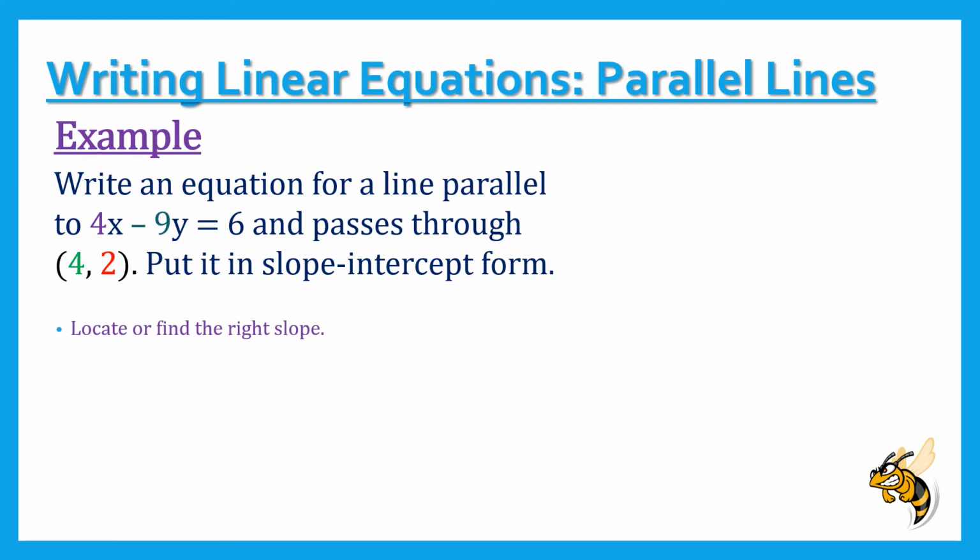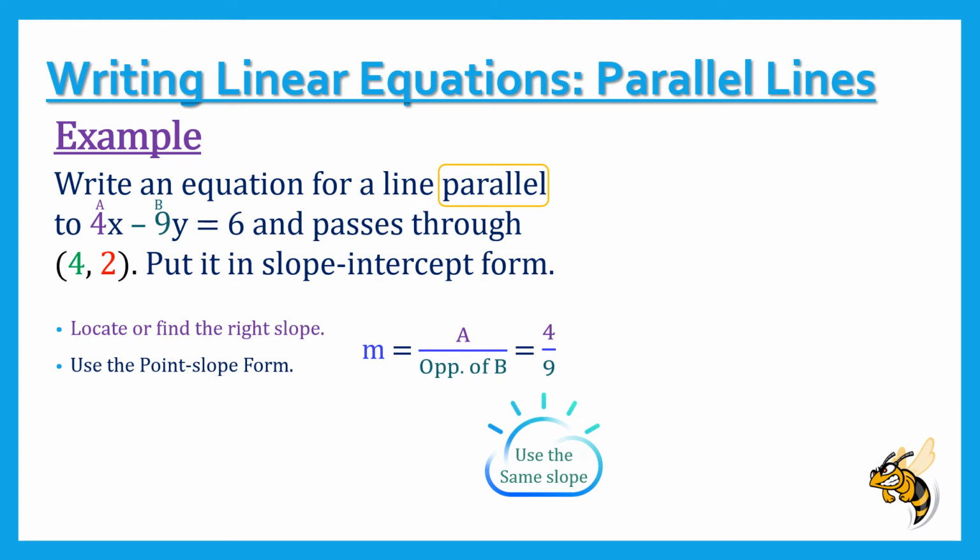First, we want to locate or find the right slope. m is equal to the opposite of A over B, that's the little shortcut if you remember from previous videos. In this case, A is 4 and B is negative 9. The opposite of negative 9 is positive 9, so the slope is equal to 4 over 9. And since it's a parallel line, we know that we have to use the exact same slope.